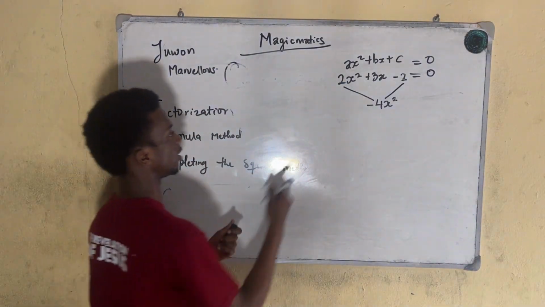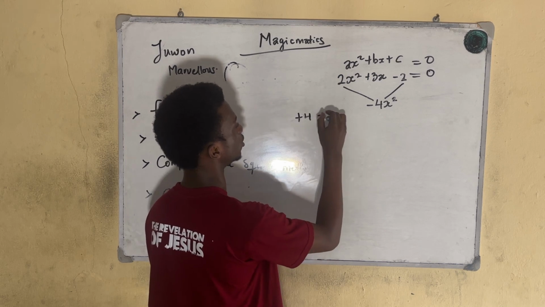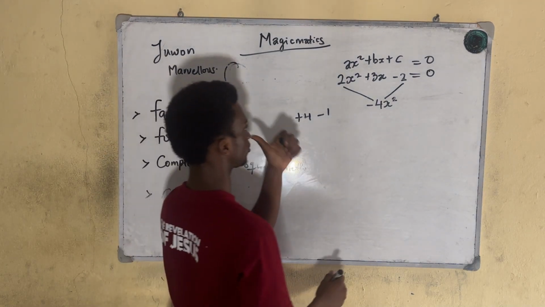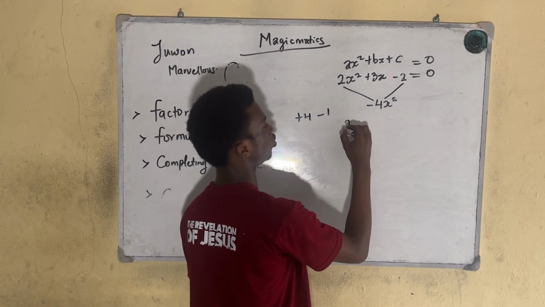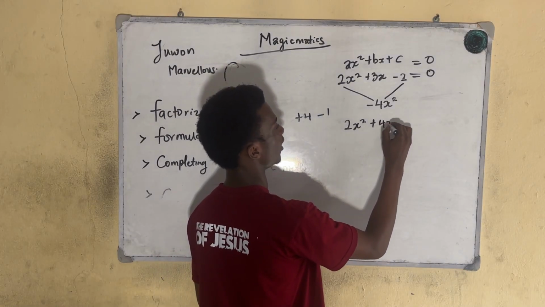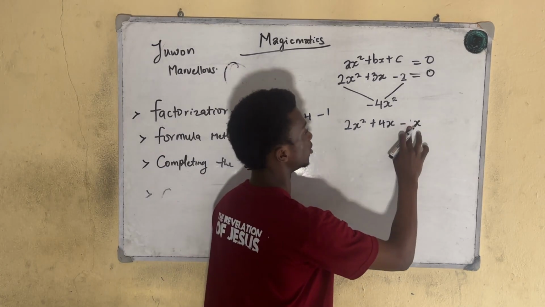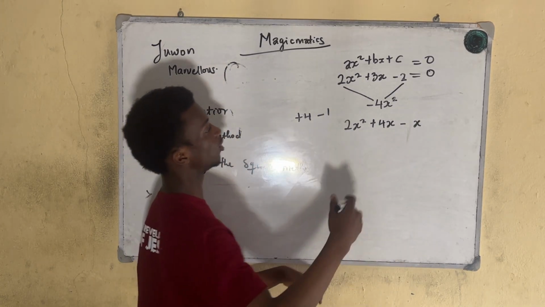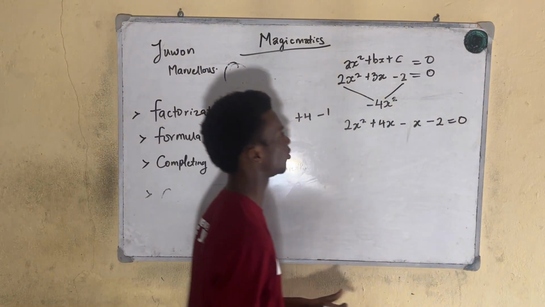So we have minus 4 and then plus 4 and then minus 1. So we're going to insert this now as this. 2x squared plus 4x minus 1x. You could just put x, 1x is the same thing as x. Then minus 2 equals 0. Now look at this.